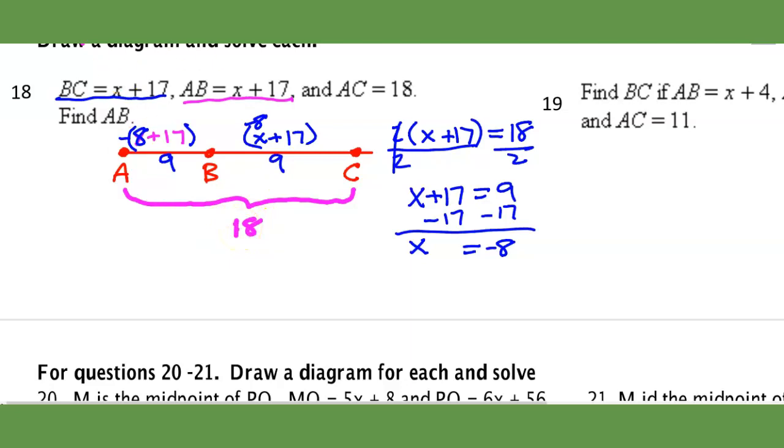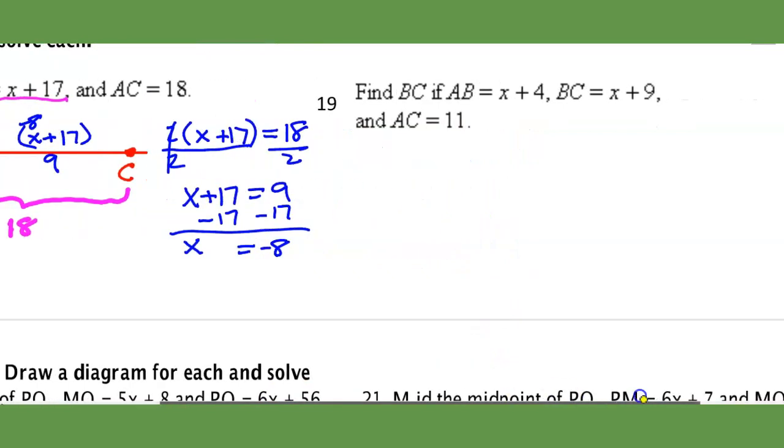So our final answer here, and be careful, find AB. So our final answer is 9. The answer is not negative 8. Got to keep going to get that final answer.